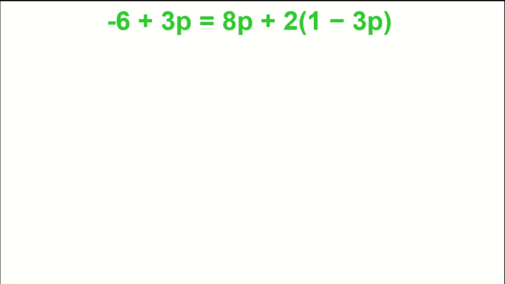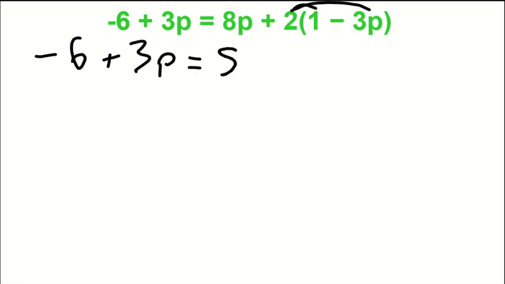All right, so if I've got this one here, I'm going to go ahead and do this one. First step, I got parentheses. I'm going to distribute. So my 2 gets multiplied. So I have minus 6 plus 3p. Whoops. Equals 8p plus 2 minus 6p. Now we combine like terms.